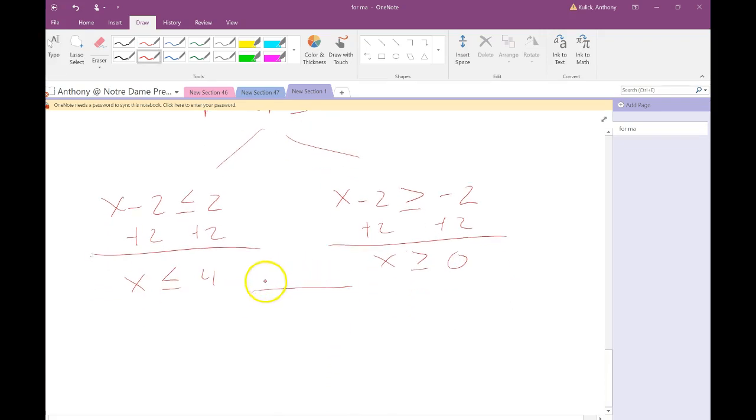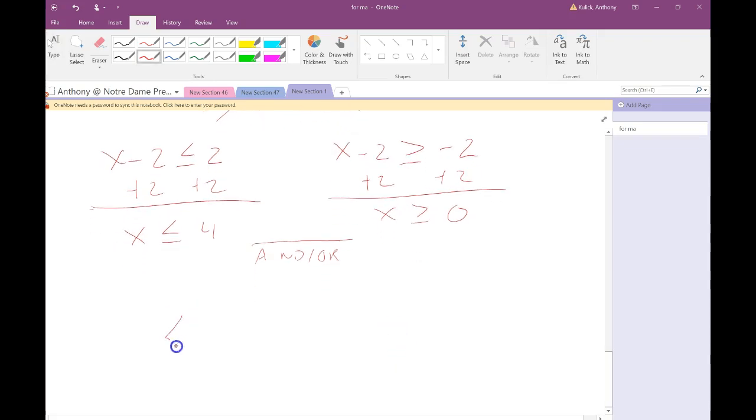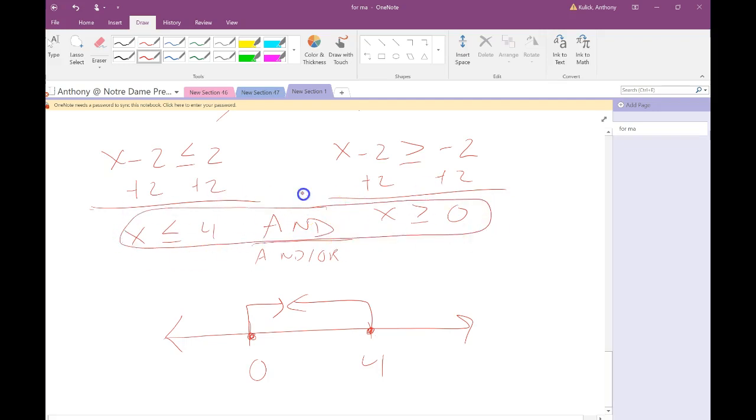And what I need to decide in between these is, should that word be "and" or "or"? So to do that, I'm just going to graph each one of these two inequalities on a number line. So x is less than or equal to 4, that's this one. And x is greater than or equal to 0 is that one. Since they are pointing towards each other, that is the "and" situation. Okay with that?